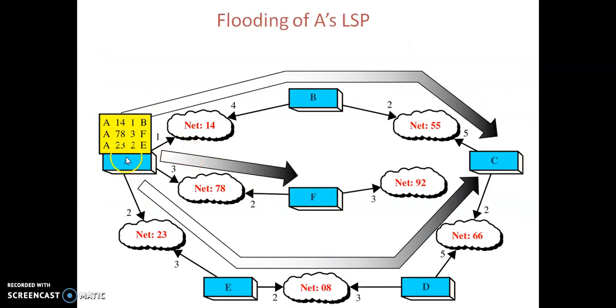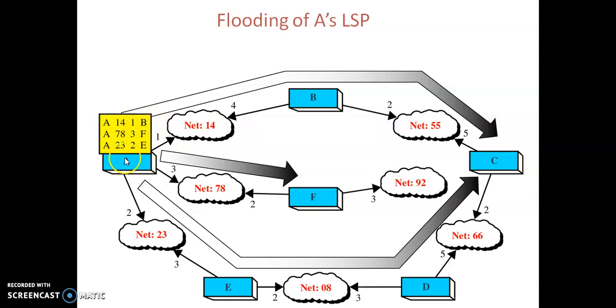So this is the router A, B, C, D, etc. And this is the link state packet for A. A is the advertising node here. This is the network ID. This is the cost, and this is the next hop, the neighboring router. So A can reach the network 14 with the cost 1, and its neighbor is B.